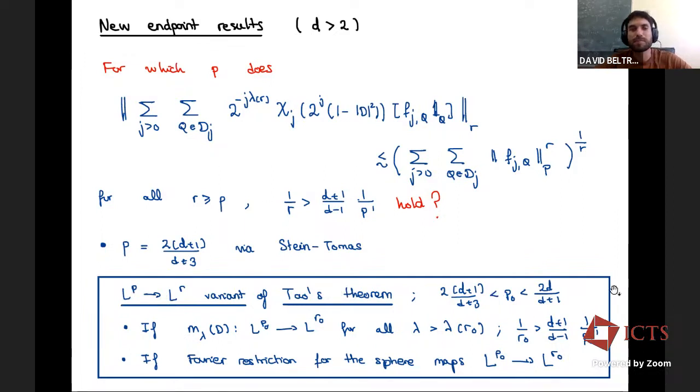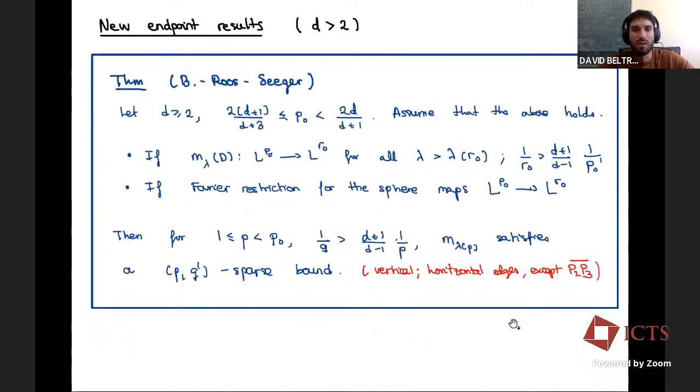Okay. So, all in all, our theorem can be read in the following way. Assume that we have Bochner-Riesz LP to LR, LP0 to LR0, holds for all lambda in the open values away from the critical index, and the Fourier restriction for the sphere maps LP0 to LR0, then we have sparse bounds for the whole vertical segment. Okay, that's how our result reads. So once you have information on these problems, then sparse bounds now are for free.